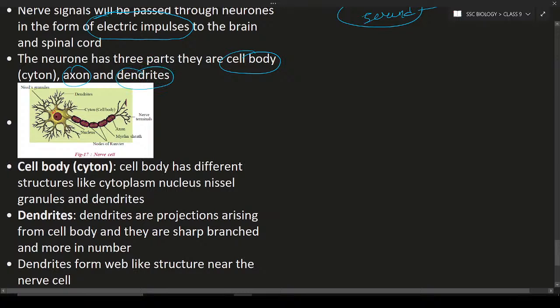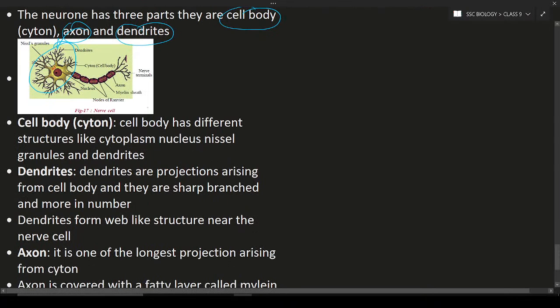Here you can see the head-like structure in the nerve cell. The head-like structure is known as the cell body. You can see small branches on the head; they are known as dendrites. The head-like structure, known as the cyton, has the nucleus. So cell body and cyton are the same.